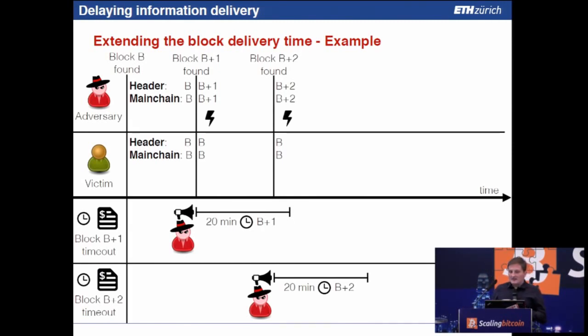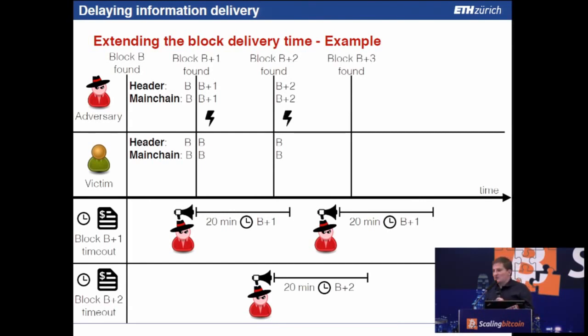And you may note that at this point in time, the timeout for B plus 1 is expiring. But since we assume that the victim has not received any header, he won't do anything. He will not request a new block anywhere because he has no proof that there's any new block. So the adversary can just re-advertise the same hash, effectively re-triggering a new 20 minutes timeout. And this is the point where we can extend the delay above 20 minutes.